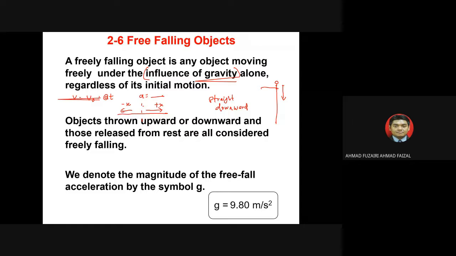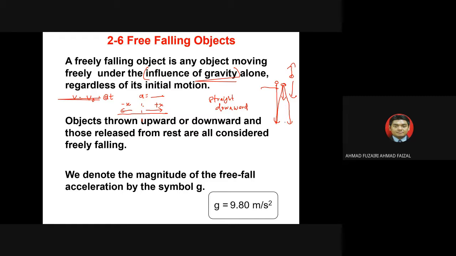If you look carefully, this motion moves either straight upward or downward, atas atau ke bawah. Dia tak bergerak kiri kanan. That means we need to assume that this stone will move straight downward, straight ke bawah saja. Maknanya dia tak pergi ke sini, dia tak pergi ke tepi ni. No. It's just straight downward. Very rare case if you want to consider this, because due to the wind resistance or whatsoever, we will still have some distortions of motion here.